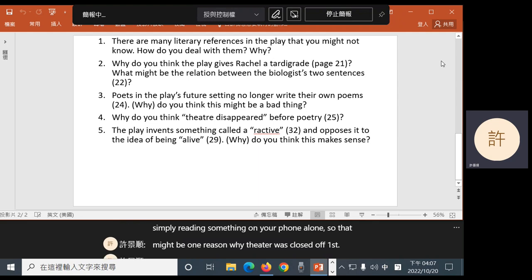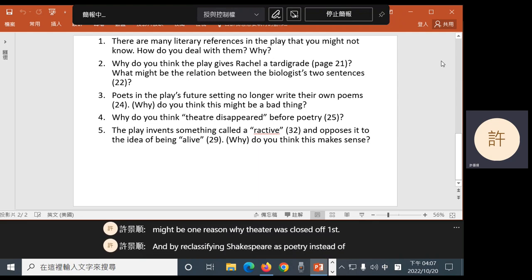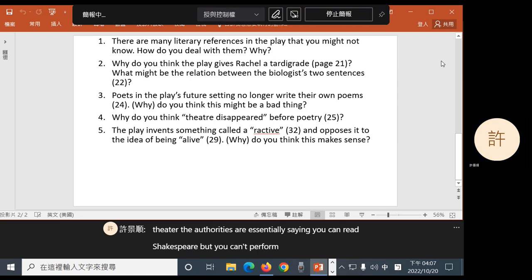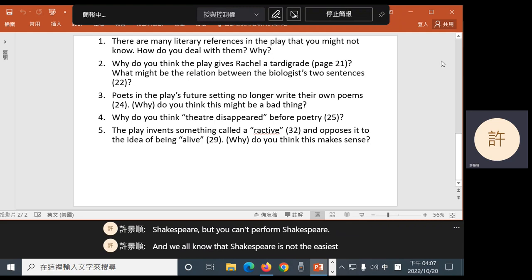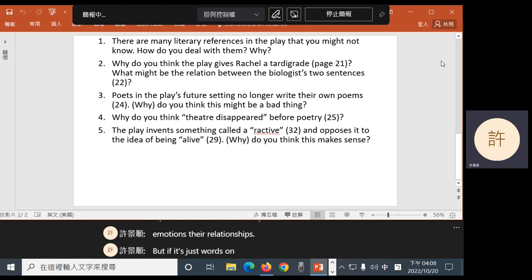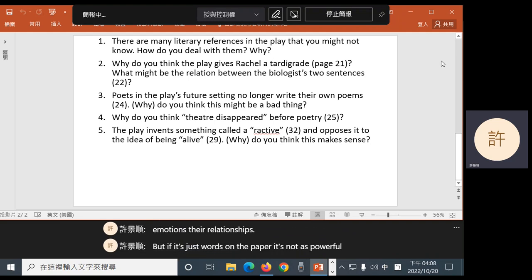And by reclassifying Shakespeare as poetry instead of theater, the authorities are essentially saying you can read Shakespeare, but you can't perform Shakespeare. And we all know that Shakespeare is not the easiest poet to read. If you see two actors performing Shakespeare on stage, even if you can't understand them, you can understand their emotions, their relationships. But if it's just words on the paper, it's not as powerful. And that might be why theater disappeared first.